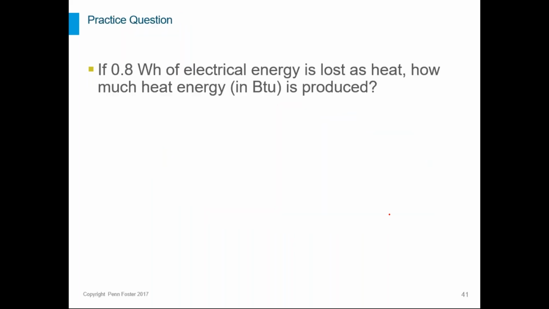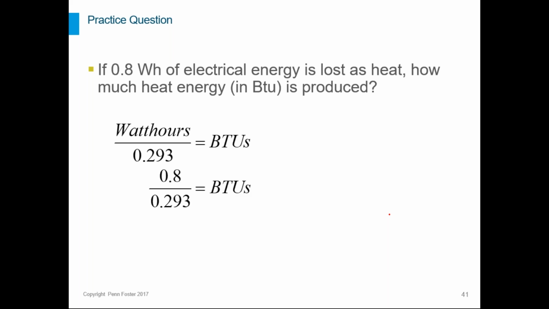We've got a practice problem for that. If 0.8 watt hours of electrical energy is lost as heat, how much energy in BTUs is produced? We're just going from electricity to heat and figuring out how that converts. So 0.8 watt hours is our electrical energy, and we're going to divide by 0.293. So 0.8 divided by 0.293 gives us 2.73 BTUs. It's pretty simple. It's just a formula that you need to know: watt hours divided by 0.293.